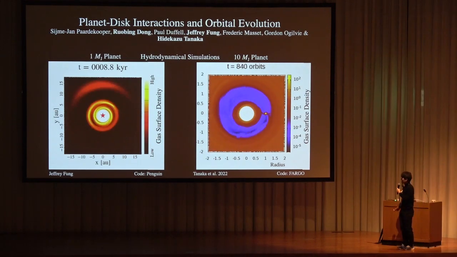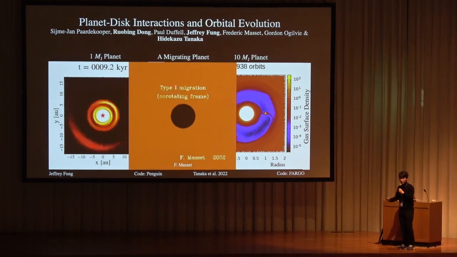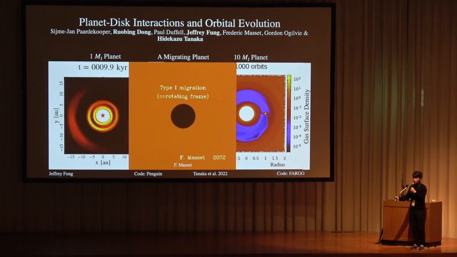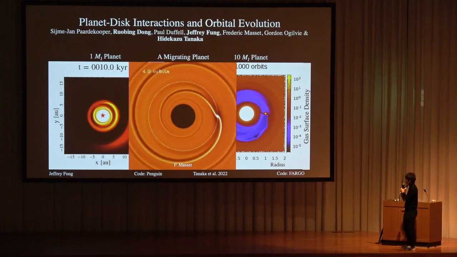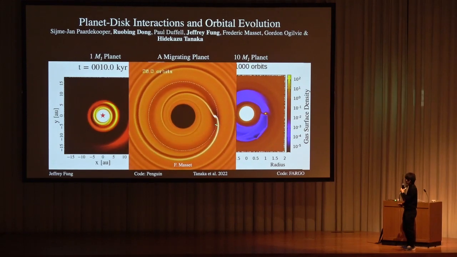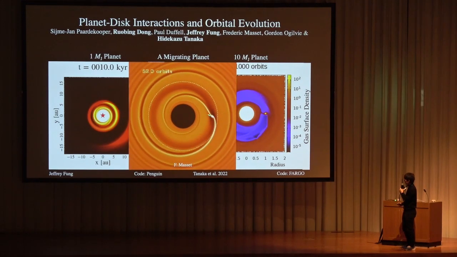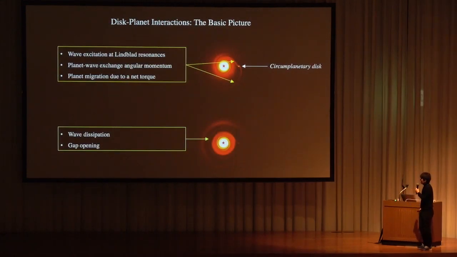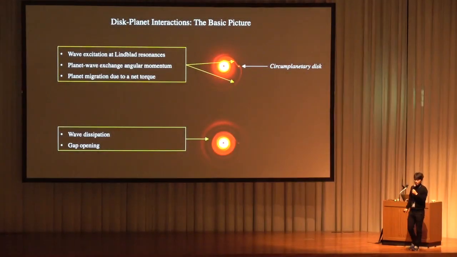If we free the planet and let it migrate according to whatever torque it feels, the planet may move away from its original orbit. And this is shown in this classical movie: a planet launches density waves, and in this case, it goes inward. This is called planet migration. So just some very basic concepts.